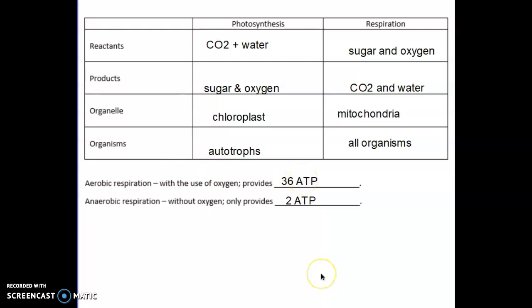Okay, so if it asks you a question about how they compare, just say something like you get way more with aerobic respiration than you do anaerobic. And you need to know the difference. Aerobic is with oxygen, anaerobic is without. Remember, the prefix "an" means not. So no air, if you want to look at it that way. And this one means air.